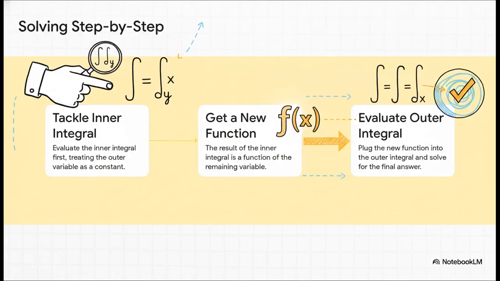And the process itself, well, it's actually pretty methodical. You just work from the inside out. You solve that inner integral first. And here's the trick. You pretend the other variable is just a constant, like the number 5 or something. Once you solve it, you're left with a new, simpler function. Then you just pop that result into the outer integral and solve it like normal. See? You've cleverly turned one hard 2D problem into two much easier 1D problems.